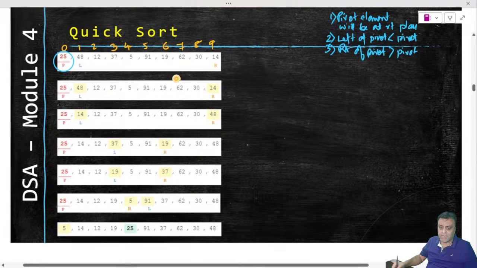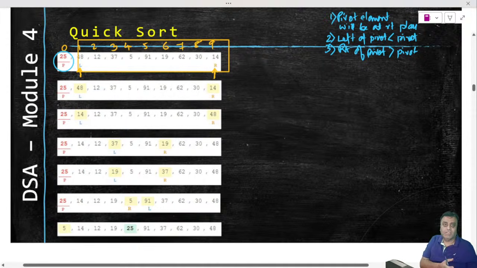So let us see how it happens. If I have chosen this pivot here, I have taken two pointers: a left pointer which I have moved just ahead of the pivot, and a right pointer which I have kept at the end of the array. So basically the array now becomes only this much, right? I have taken L to the lower bound of the array, and I have taken R at the upper bound of the array. Those are the two pointers I have taken.